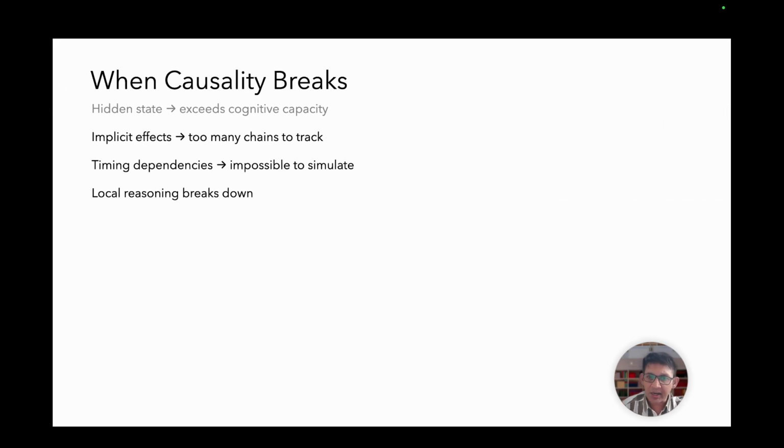Now, when there are implicit side effects, you must track not just the primary causal chain but all secondary chains branching from it. That leads to cognitive overload. When timing matters, you must simulate multiple concurrent paths and their interactions. That's impossible to hold in working memory.